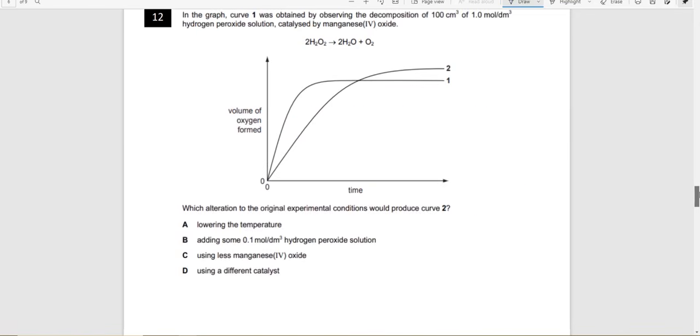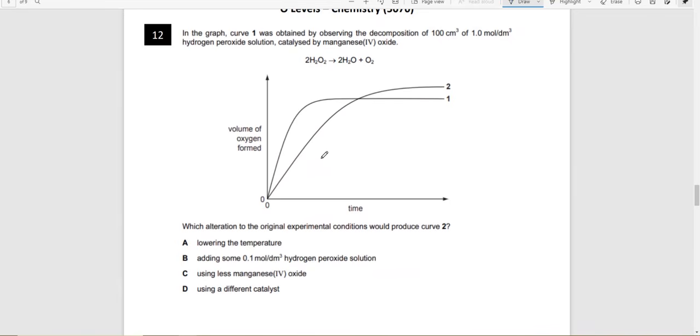Okay. Let's do question number 12. Which alteration to the original experimental condition would produce curve 2? So, how would curve 2 be produced? Since curve 2 is ending at a higher position than 1, curve 2 must be made with more amount of reactant. Okay, between 1 and 2 there will be the change in concentration of the reactants.